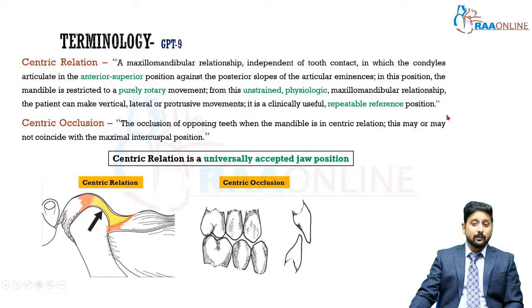Now, this particular sentence is of great importance to us as clinicians. The reason being, this centric relation, we know it to be an unstrained physiologic relationship. We know that all the mandibular movements are basically going to begin from the centric relation position, right? And this particular position is repeatable, which means we can guide the patient into this centric relation position. So the mandible can make movements which are repeatable and reproducible.